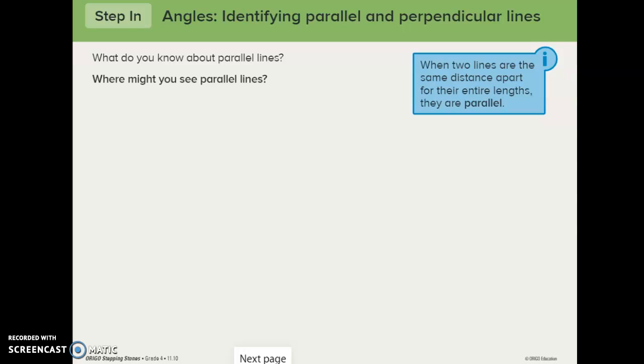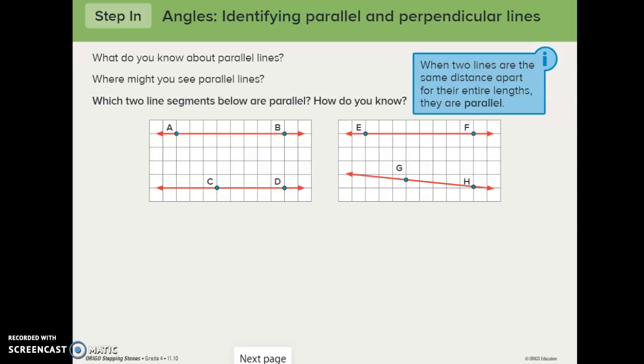I want you to think about where you might see parallel lines. Some of you might think about streets. Sometimes if you're on an interstate, those two sides that are going in opposite directions are usually parallel to one another. They're the same distance apart for their entire lengths, so you could think parallel. You can also think about railroad tracks. So let's look at this.